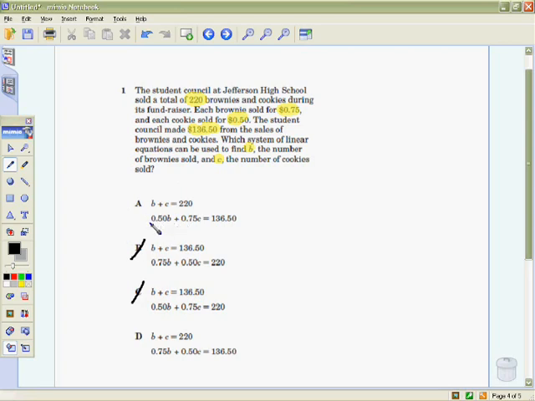Now let's look at the second equation. We have 50 cents per brownie plus 75 cents per cookie. Here we have 75 cents per brownie and 50 cents per cookie. So see how easy it is to match this up? We just have to match it up with information. Each brownie sold for 75 cents, so I should have 75 cents times B brownie. So A is not correct because it's not 50 cents per brownie. It tells us right here 75 cents for each brownie and 50 cents for each cookie. So when you have a problem like this on the TAKS test, please don't get it wrong. It's just simply matching up the correct information to the answer choices.